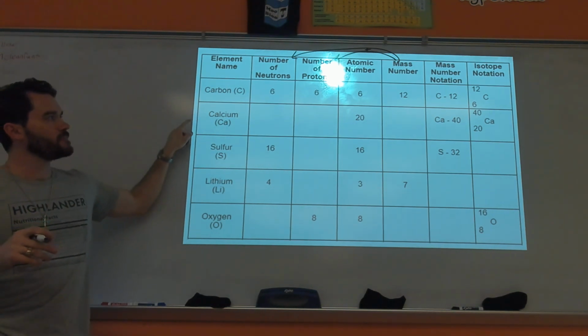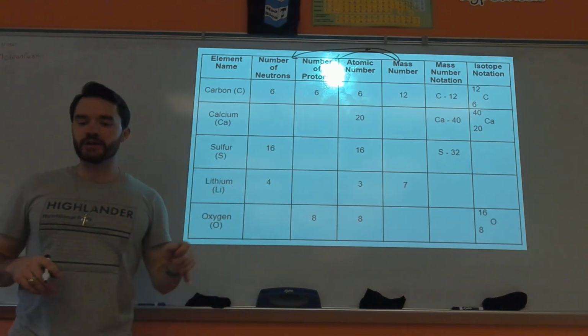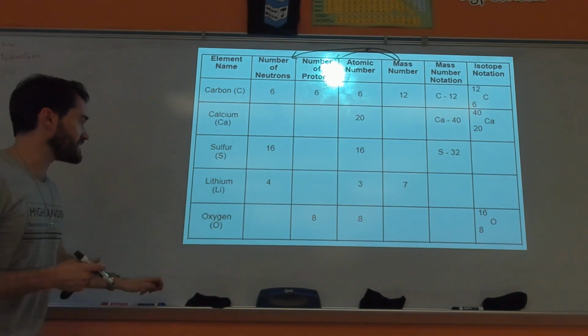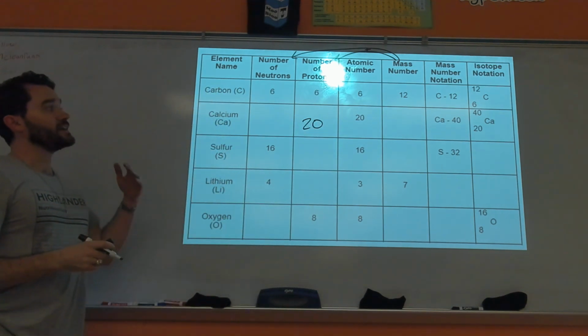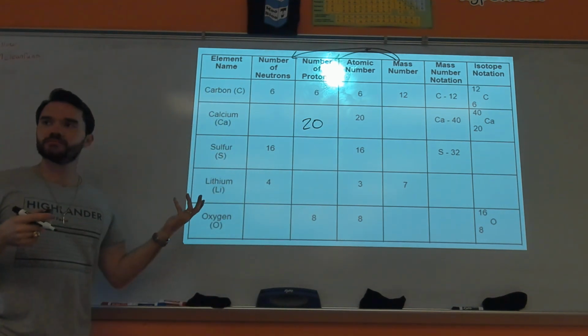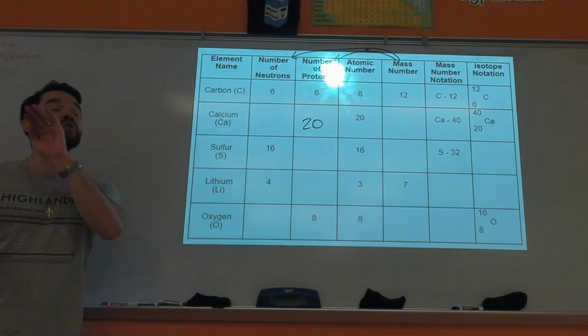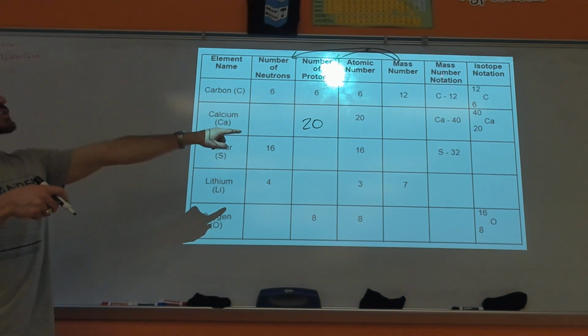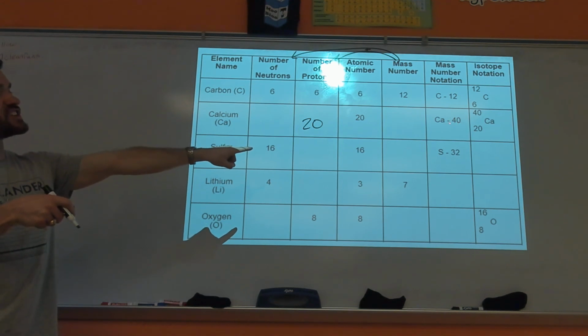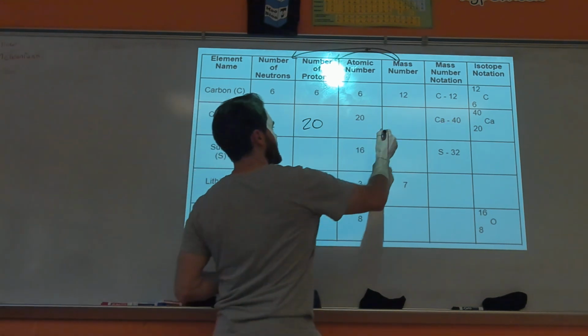So calcium has an atomic number of 20. That tells us that calcium has 20 protons. Now, mass number. You're like, well, where would I get that from? You would not look at the periodic table. You look at the mass number notation, where the number after the dash, this is not minus 40, this is dash 40. That 40 there, that's the mass number.